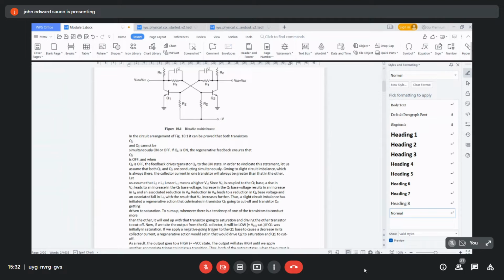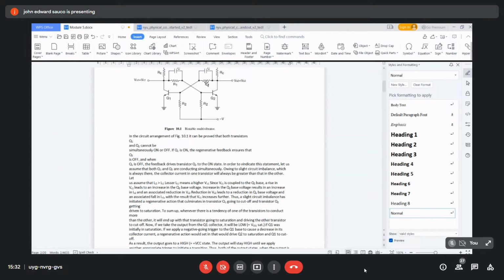If we take the output from the Q1 collector, BC1, it will be low, because BC1 is saturated low. Initially in saturation, if we apply a negative going trigger to the Q1 base to cause a decrease in its collector current, a regenerative action will set in that would drive Q2 to saturation and Q1 to cut off.